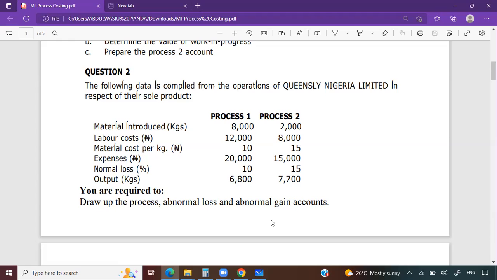Let's now start. This is a requirement. This is a very straightforward question, and let's start with this. You are required to draw up the process account, the abnormal loss, and the abnormal gain.